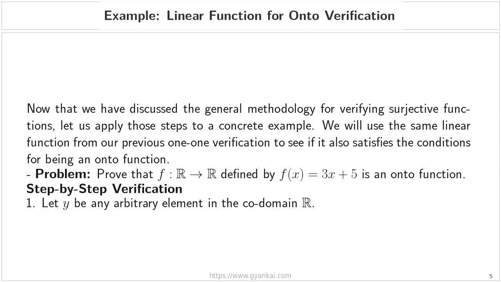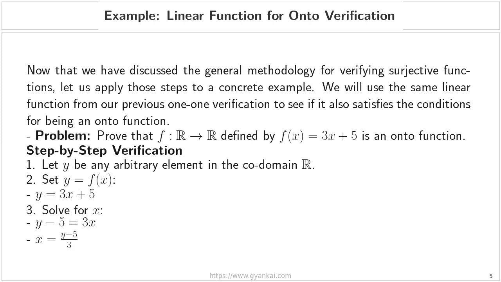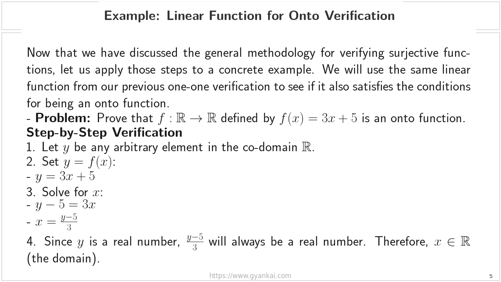First, we begin by letting y be any arbitrary element in our codomain, which is the set of all real numbers. Second, we set up our equation by letting y equal the function f of x. When we substitute the algebraic rule, we get the equation y equals 3x plus 5. Third, we need to solve this equation for x in terms of y. To do this, we first subtract 5 from both sides, which gives us y minus 5 equals 3x. Then, we divide both sides by 3, which results in x equals the quantity y minus 5, all divided by 3. Fourth, we must perform the existence check.